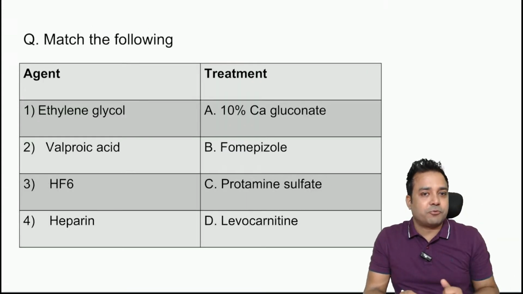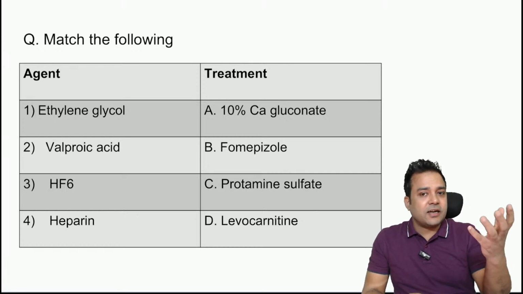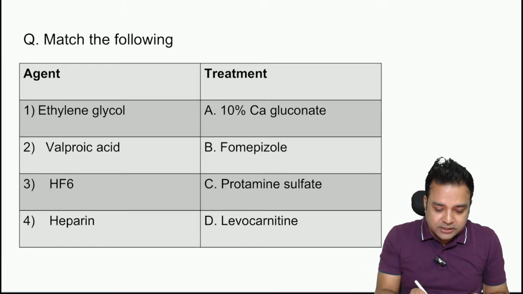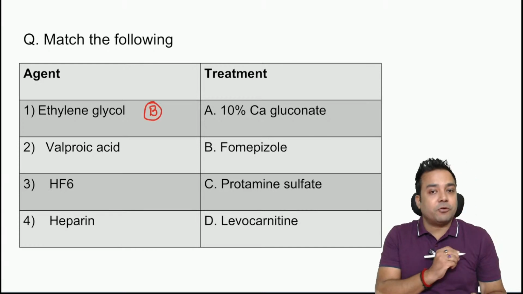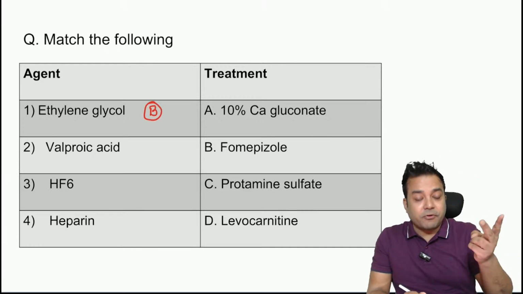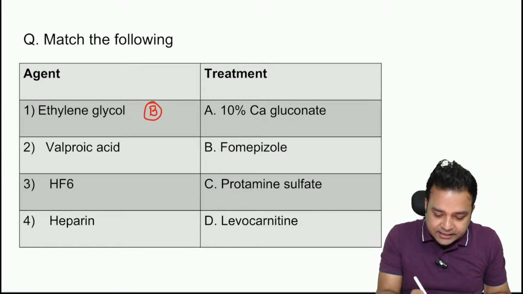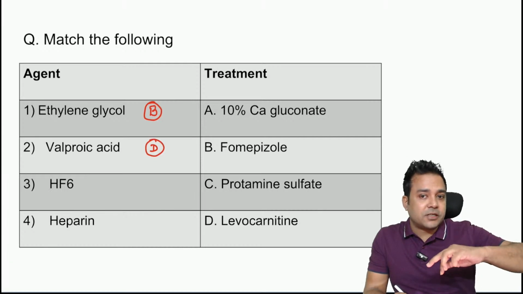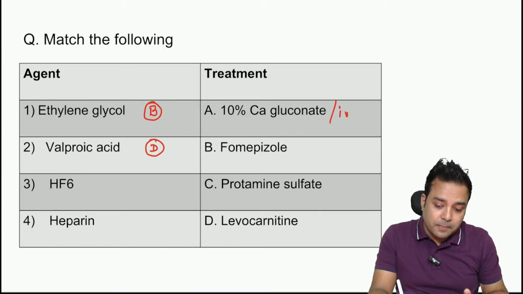Another match the following type question asked in a recent exam. So go on answering. Ethylene glycol, we know. What is the antidote for ethylene glycol poisoning? We know fomepizole. I can write B over here. Valproate. What is valproate? It leads to increased level of ammonia in the body. So that is why levocarnitine is preferred here. HF, hydrofluoric acid, can match with 10% calcium gluconate as well as IV magnesium sulfate. Remember this also.